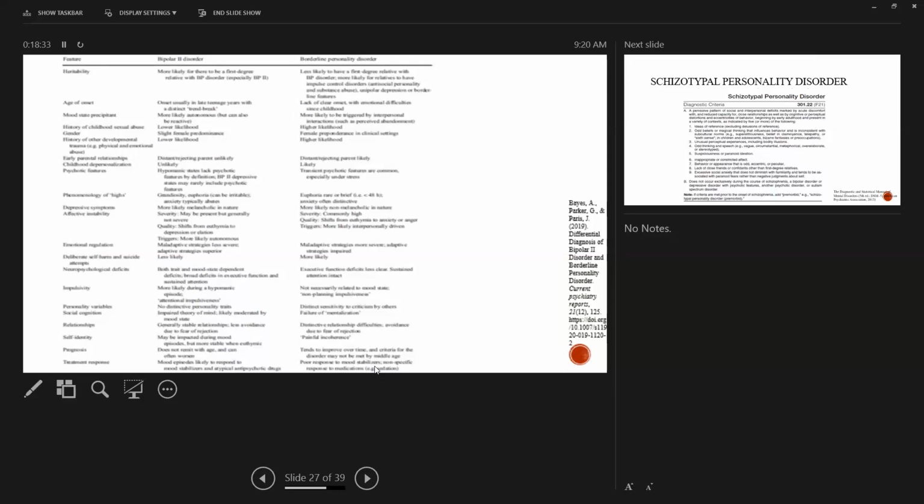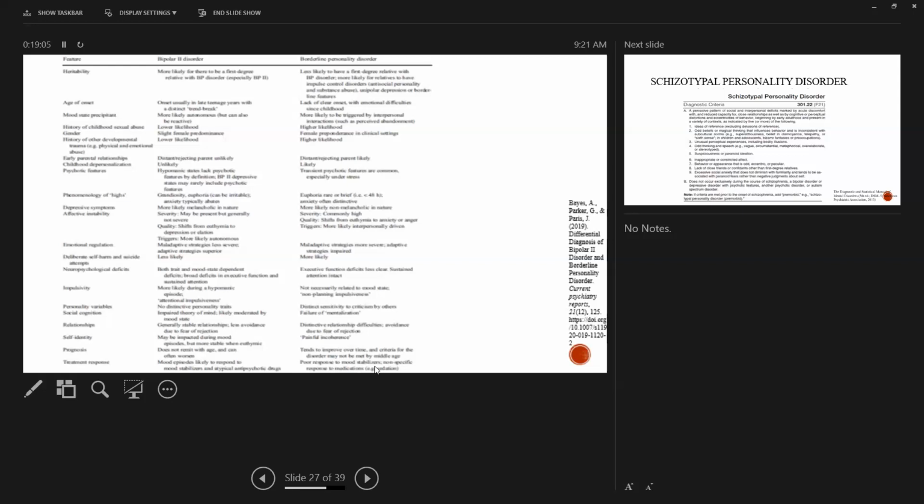Second is that the psychotic features which are present in bipolar 2 disorder are usually for a longer period as compared to the micropsychotic phenomena in borderline personality disorder. And the maladaptive strategies for emotional regulation in bipolar 2 disorder are less severe as compared to patients with borderline personality disorder.